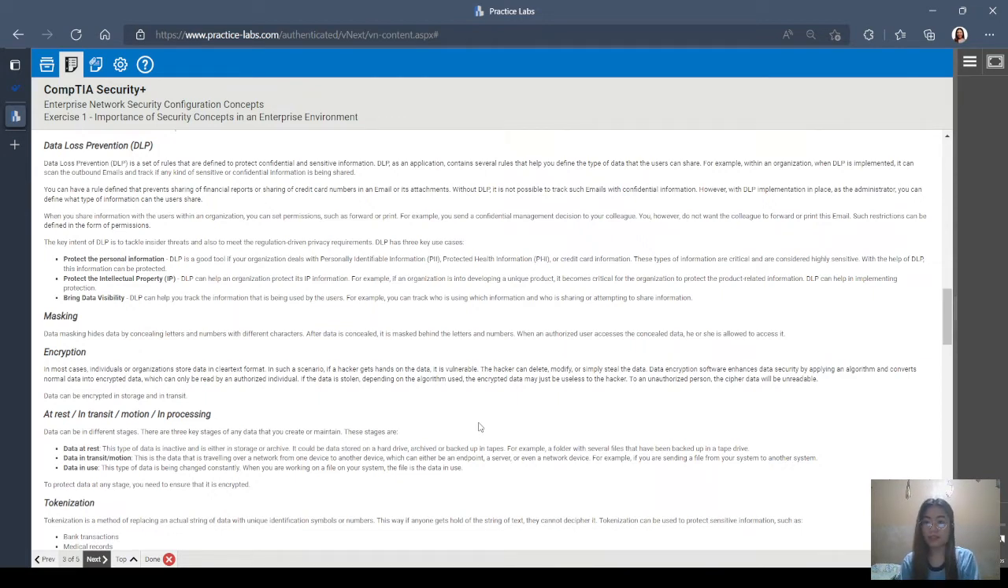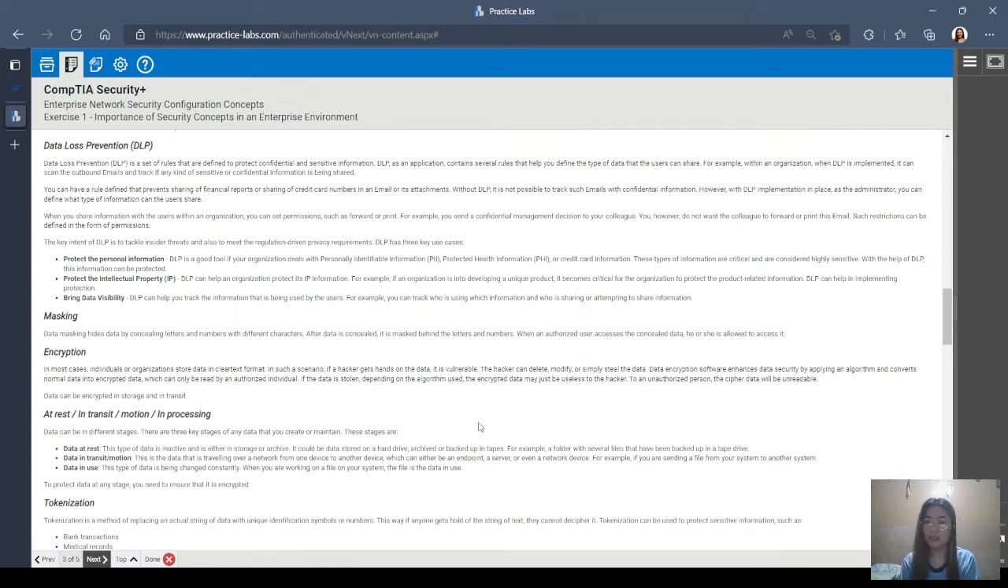The key intent of DLP is to tackle insider threat and also to meet regulation-driven privacy requirements. DLP has three key use cases. First, the protection of personal information.